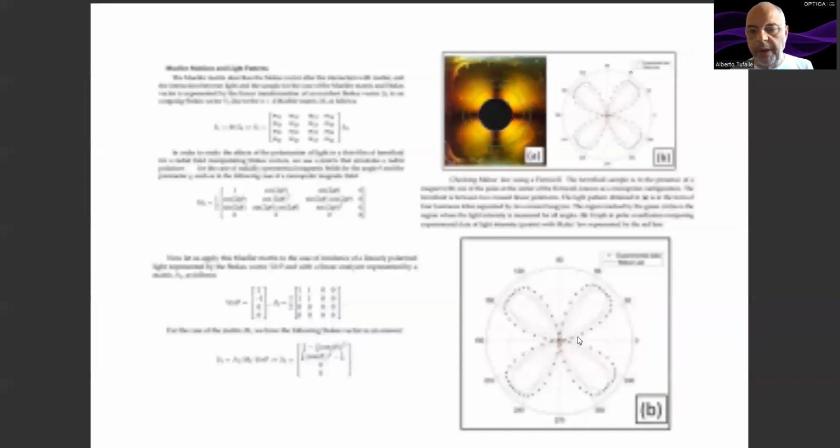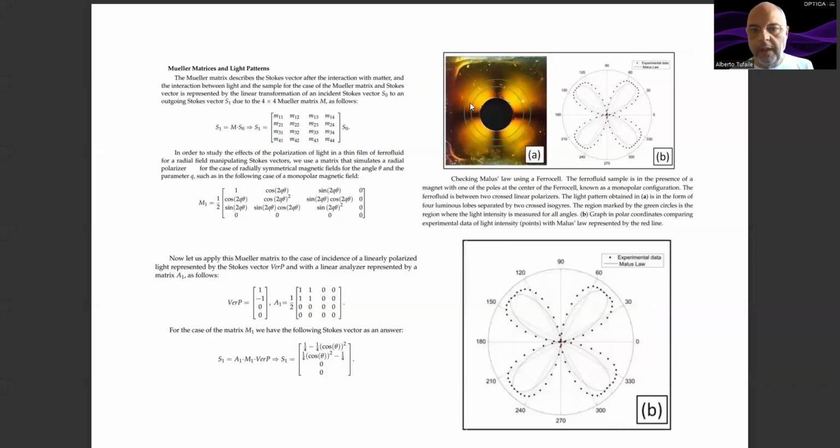So we can compare both to see in this region inside these two green circles the results that we obtained, for the experiment and for the calculation using Mueller matrices applied to the Stokes vectors.